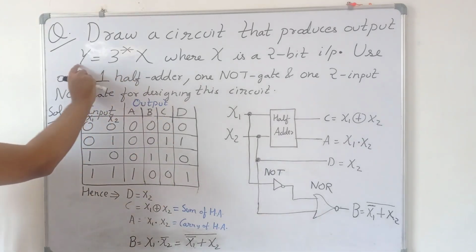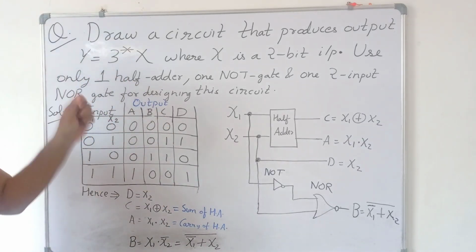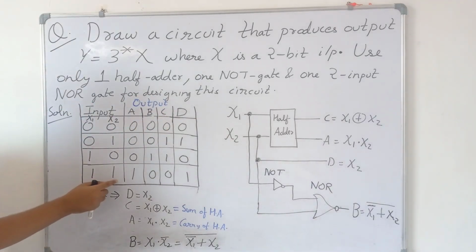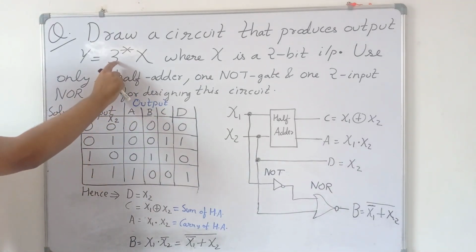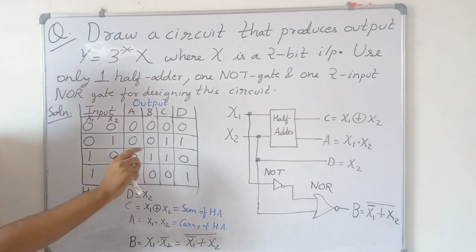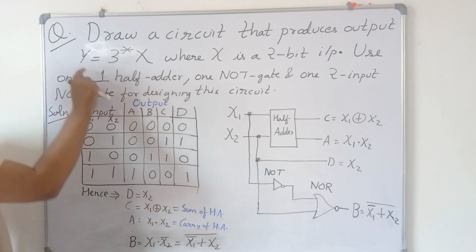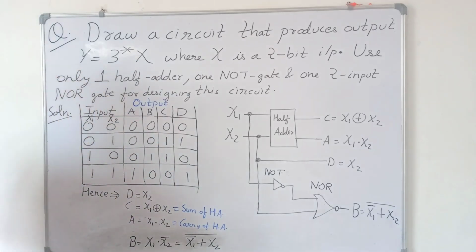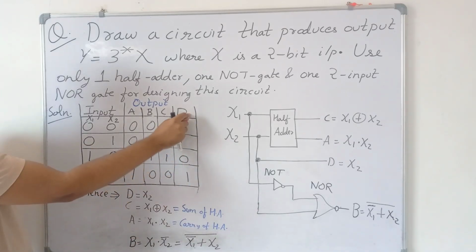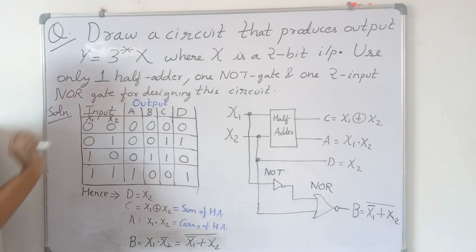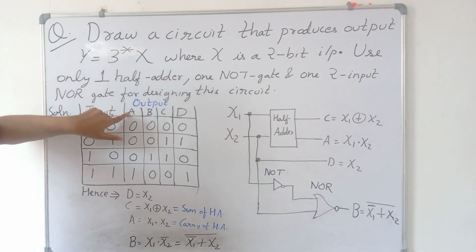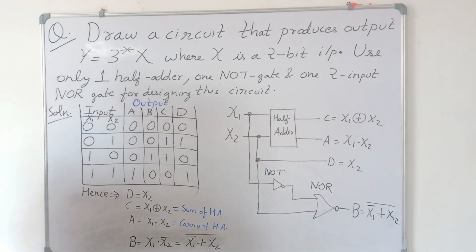So the output Y will be a 4-bit output. We have to understand first of all that the input maximum value is 1 1, and if we multiply it by 3, then we will get 9 in decimal. 9 in decimal can be written in 4 bits, 1 0 0 1. So the output Y has to be a 4-bit value. As you can see, this output Y has a 4-bit value. D is LSB and A is MSB. So we are representing output Y, Y is 4 bits and A, B, C, D are the 4 bits.